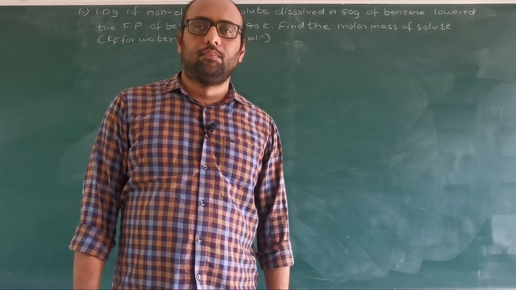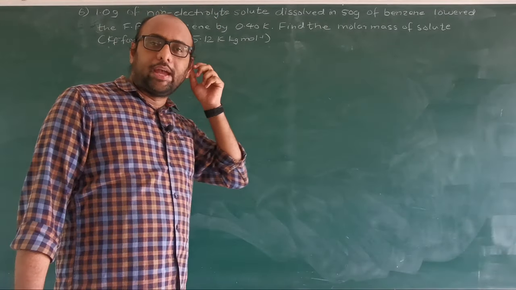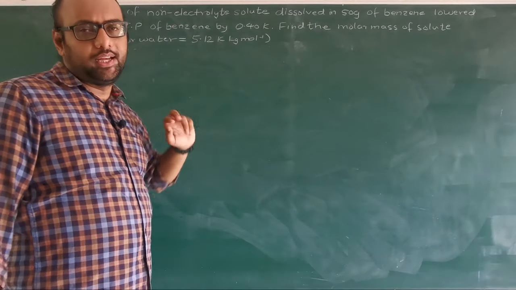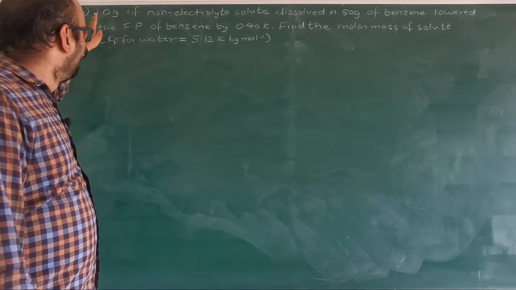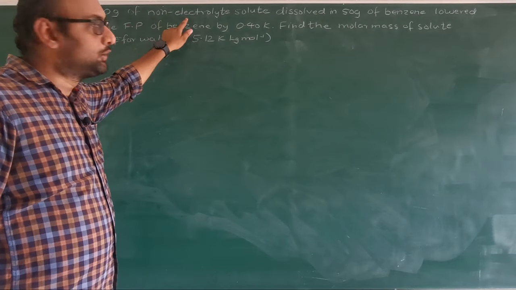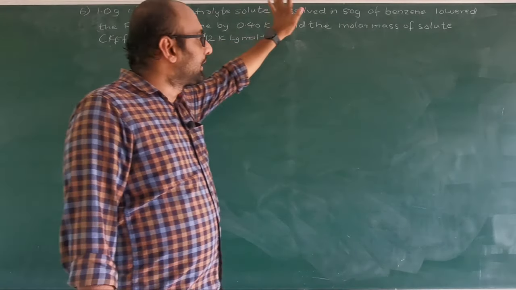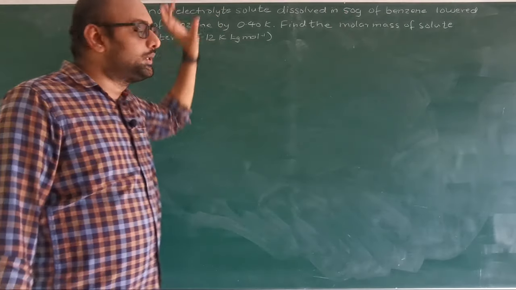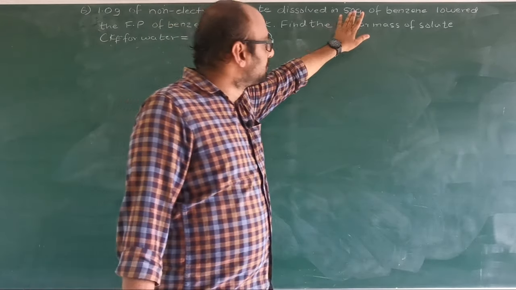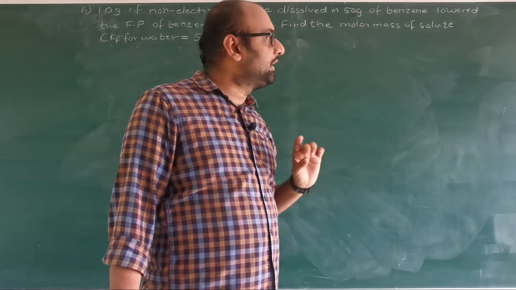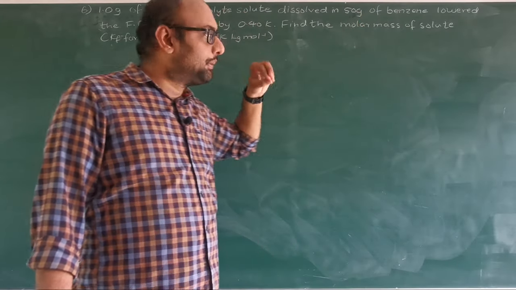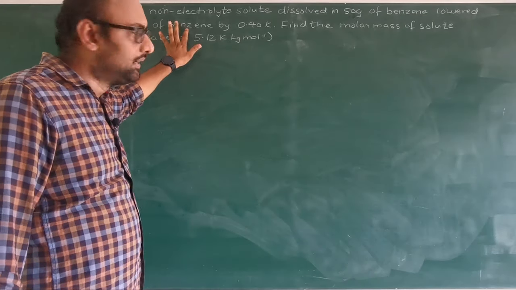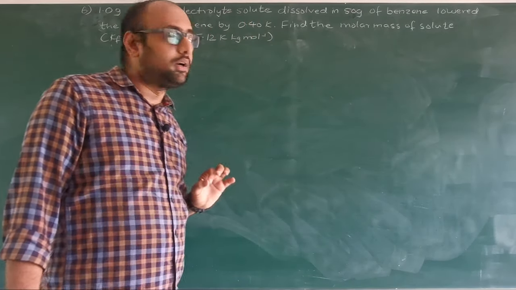Very simple. Now, the last numerical problem we have here. It's a very, very simple one. It is a calculation for molar mass again, molar mass of the solute. Here we have 1.0 gram of non-electrolyte solute dissolved in 50 grams of benzene. So this much of the solute is dissolved in this much of benzene, 50 grams of benzene. When that happens, what happens? It lowers the freezing point of benzene by 0.40 Kelvin.